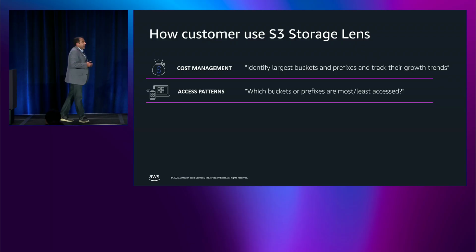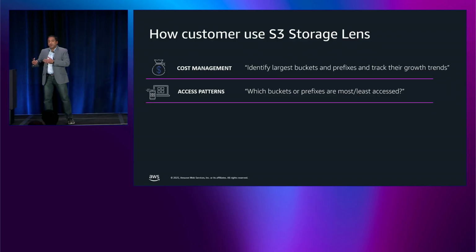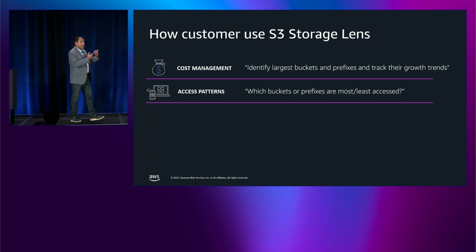The second most common pattern is around access. Which of my buckets and prefixes are hot? Which of them are cold, right? You can find out which buckets and prefixes are getting a lot of requests, which of them are not getting as many requests and therefore need to be moved to a colder tier. Those kind of questions can be answered through Storage Lens.